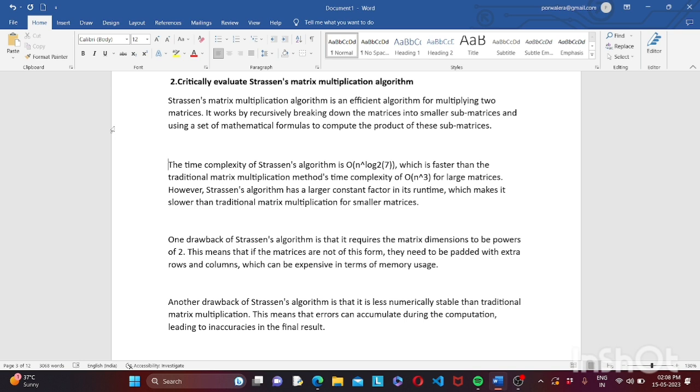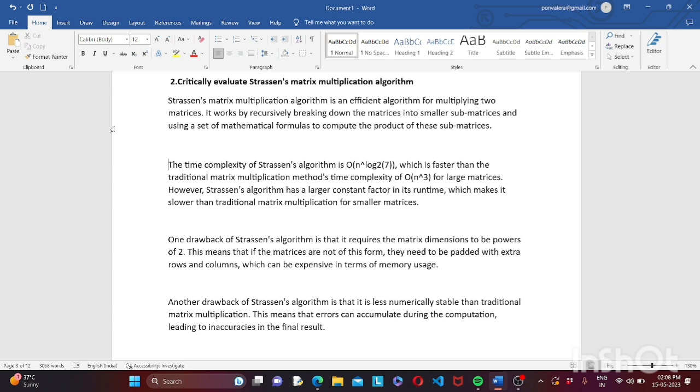So the time complexity of Strassen's algorithm is O of n power log 2 base 7, which is faster than the traditional matrix multiplication method's time complexity, which is O of n cubed, for large matrices. However, Strassen's algorithm has a larger constant factor in its runtime, which makes it slower than traditional matrix multiplication for smaller matrices. But it also has a drawback. ये faster है than traditional matrix multiplication, but it has a drawback, that it requires the matrix dimensions to be powers of 2.